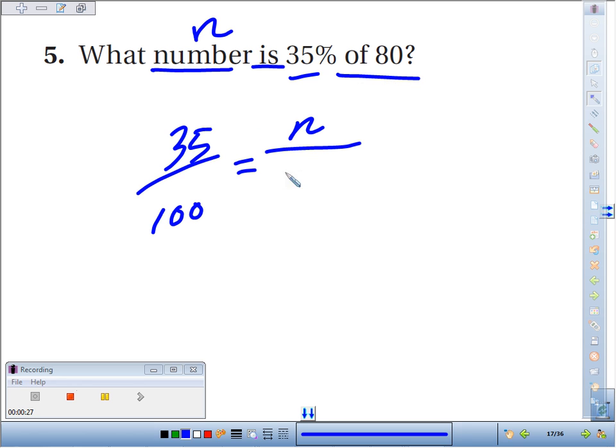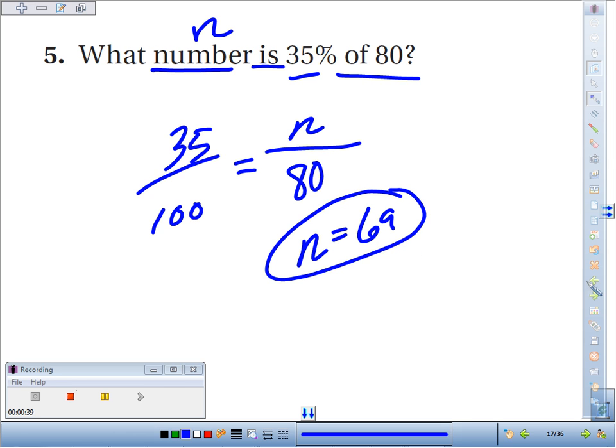It's out of 80, so we could say it's out of 80. Another way to think of that is in your denominator. So cross multiplying and dividing. If we take 80 times 35 and divide by 100, we get our number is 69.